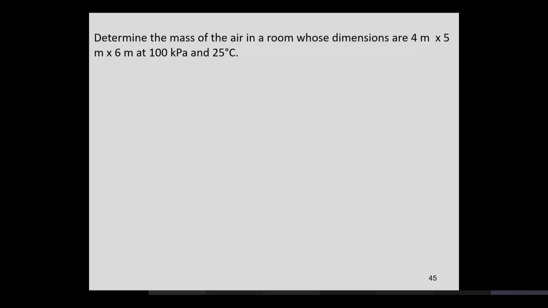So for this class, this is the last example that you have to do: determine the mass of air in a room whose dimensions are 4 meters by 5 meters by 6 meters. The pressure in the room is 100 kilopascal and the temperature is 25 degrees centigrade. How can you find out the mass of the air in the room whose dimensions, pressure and temperature are given to you? Any idea?